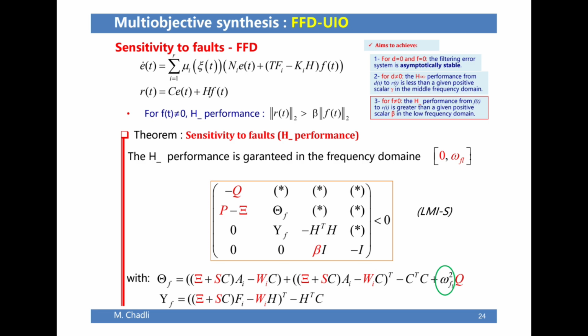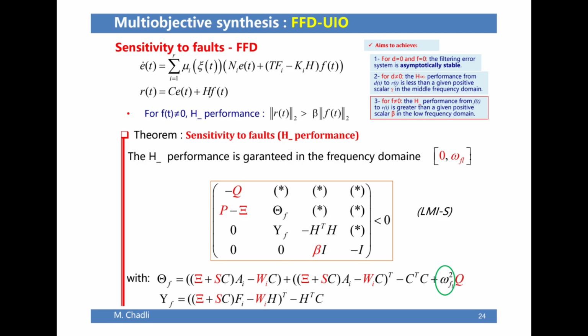The first objective considered here is the sensitivity to faults based on H minus performance. Indeed, the H minus performance is guaranteed in the frequency domain omega f if the following LMIs are satisfied. We can notice the design condition given here directly. The design conditions are linear, because these conditions are linear, and depend on the parameter beta that we need to minimize. And also we can see that they depend on the frequency of the fault, on the omega fn.